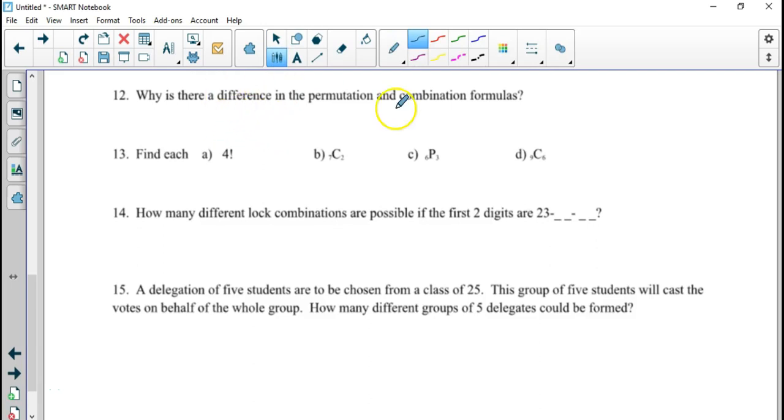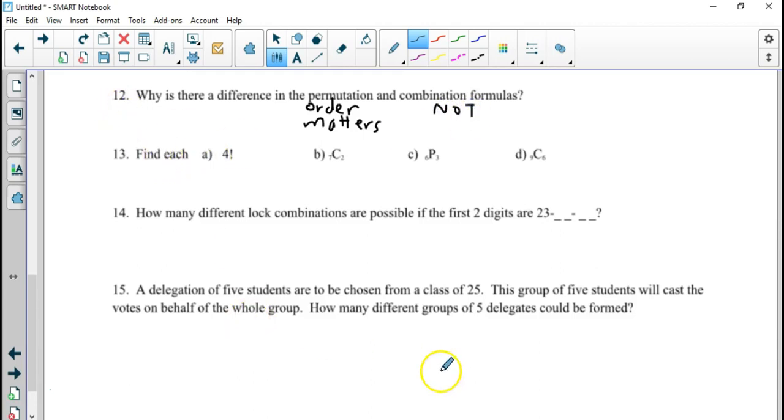Okay, what's the difference between permutation and combination? Well, for permutation, order is important. So it matters here. And for combination, it does not. So order is not important for combination.